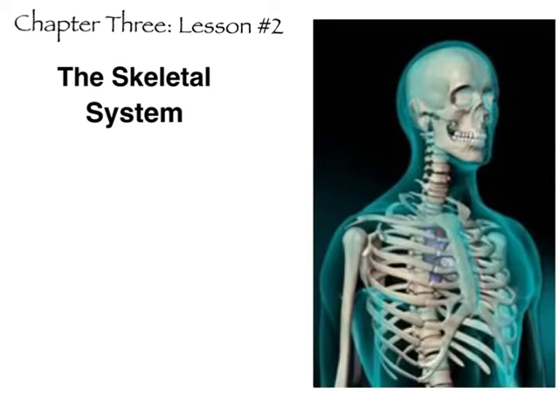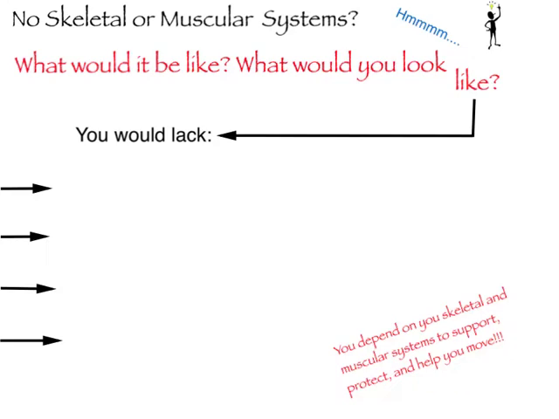Hello class, today's lesson is going to be part number 1 of chapter 3, lesson 2, the skeletal system. What we're going to cover today is everything skeletal and bone related, such as jobs and functions of your bones, types of joints, examples of those types of joints, kinds of bones in the body, connective tissues, what those connective tissues do, what they connect. So anything bone and skeletal related is what we're going to cover today.